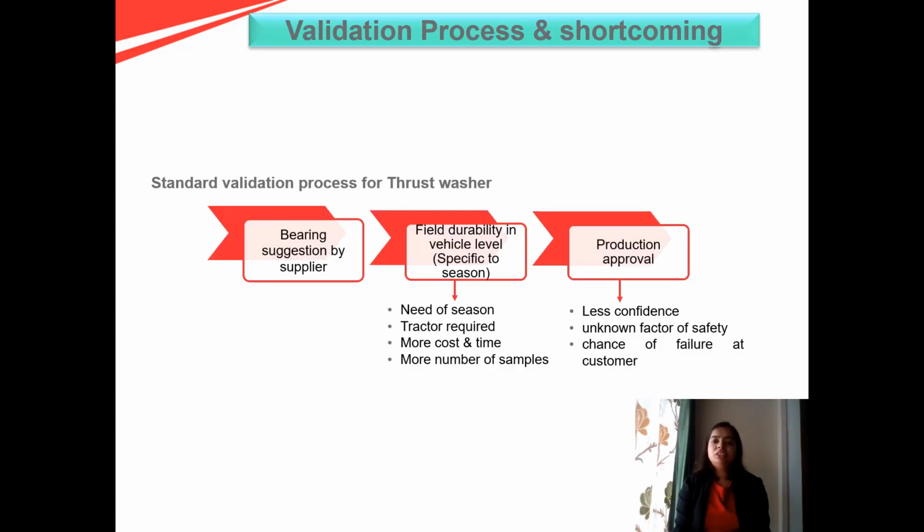The standard process followed to validate the thrust washer for the tractor engine was as follows: bearing proposals were received from the supplier, protoparts were made, and those protoparts were sent for the field durability trials at the vehicle level. Once the trials were completed, the production approval.